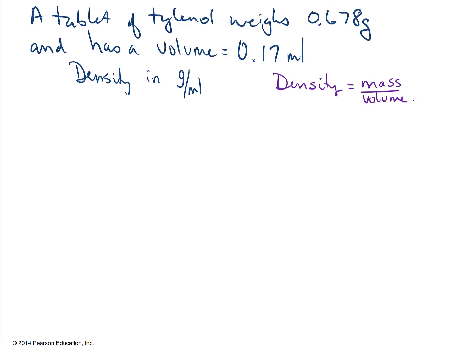So this one says a tablet of Tylenol weighs 0.678 grams and has a volume of 0.17 milliliters. I want density in grams per mil. In this one, I don't have to rearrange the formula. I can use the formula as is because I want to know what the density is. So I take the mass. Which one's the mass? This is the mass, and I'm going to divide it by the volume. Those are my known values, and that's going to allow me to solve for density.